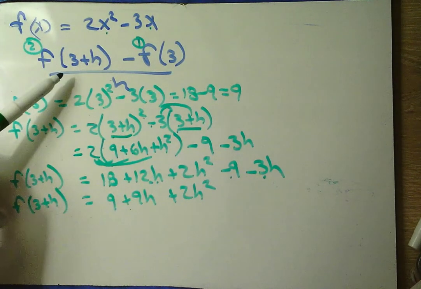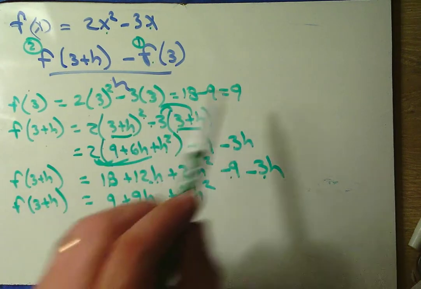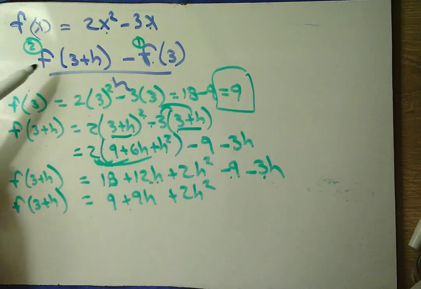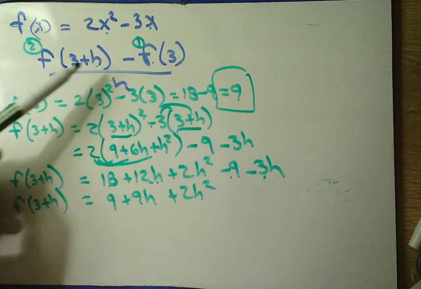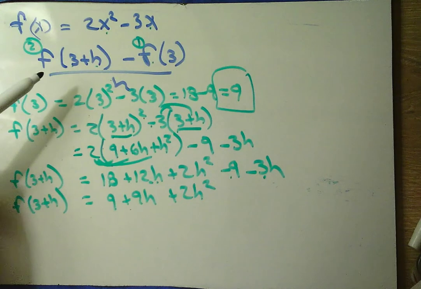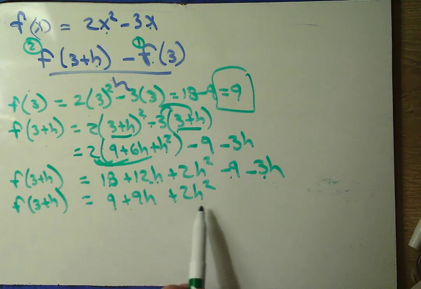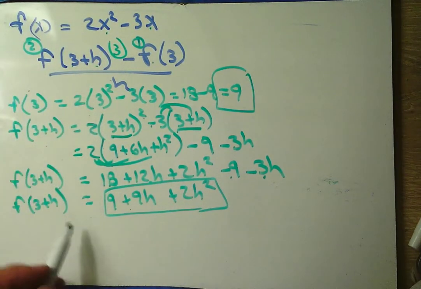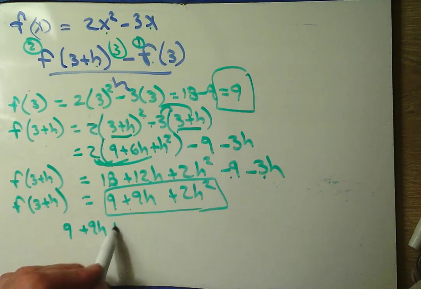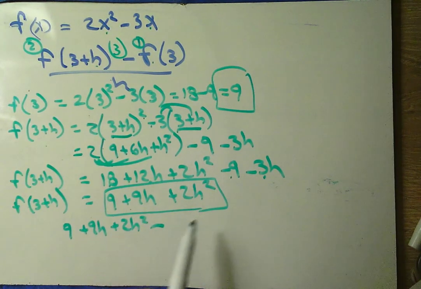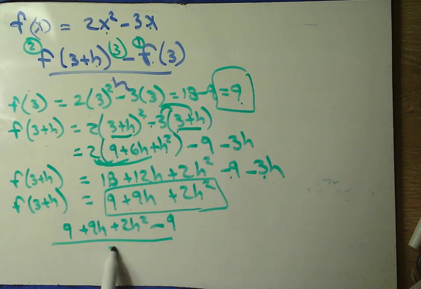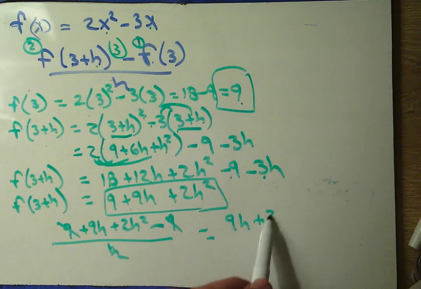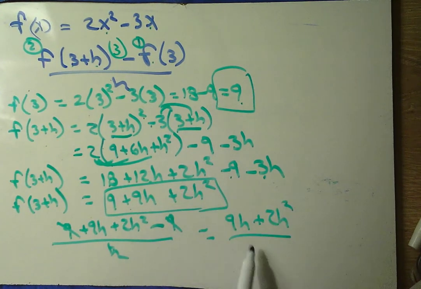Now let's look at this difference quotient again. Step 1 was find f of 3. We did that. There's f of 3. Step 2 is to find f of 3 plus h. So f of 3 plus h is this here. And then, step 3, subtract these two things. 9 plus 9h plus 2h squared minus, what was f of 3? f of 3 was 9. So when I do that subtraction, the 9's cancel, and I have 9h plus 2h squared over h.